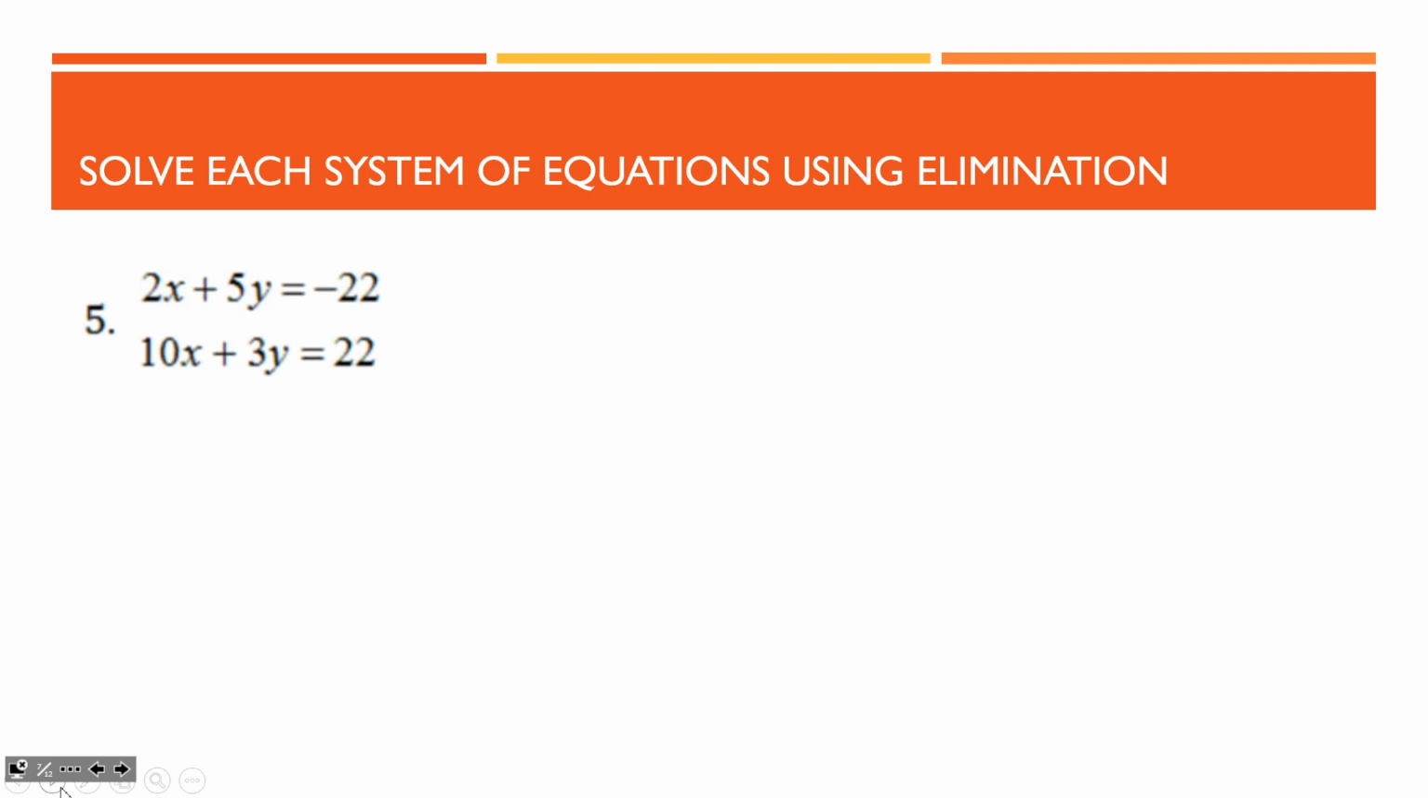Now if I look at number 5 here, are the x's going to cancel when I add them? No, they're not opposites. How about the y's? They're not opposites either. You may notice, oh, the negative 22 and the positive 22 cancel. But they don't have variables. That's not going to really help me. We need a variable to be eliminated or to cancel. So we're going to force that to happen.